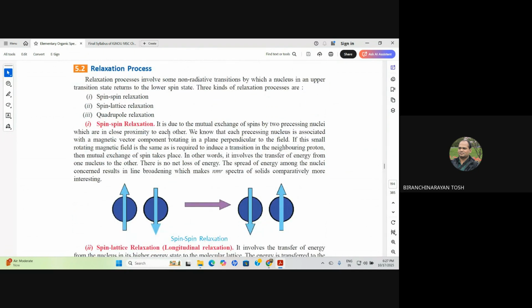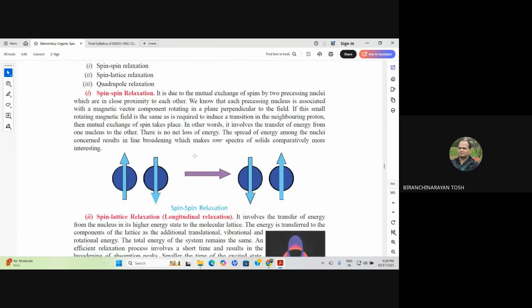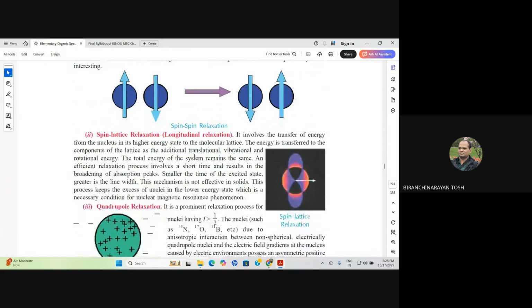In spin relaxation, it is due to the mutual exchange of spins by two precessing nuclei which are in close proximity to each other. It means they will interact with each other. This proton may interact with the spin of the nearby proton. We know that each precessing nucleus is associated with a magnetic vector component rotating in a plane perpendicular to the field. If this small rotating magnetic field is the same as that required to induce a transition in the neighboring proton, the mutual exchange of spin takes place. That is spin relaxation. Next is spin lattice relaxation.